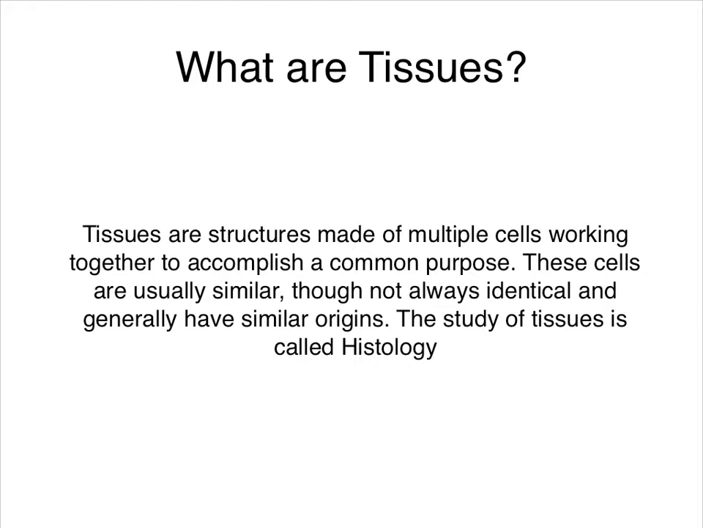Now, within those broad categories of tissue types, there are subtypes that I will talk about in a future lecture for each of them. But for right now, for this video, I'm going to give you a brief overview and introduction to each of the 4 tissue types. What tissues are is multiple cells working together for a common purpose.